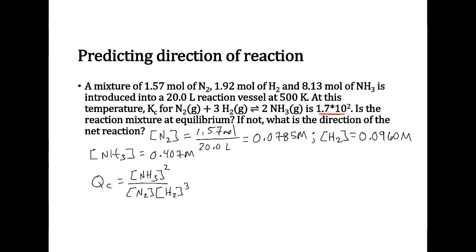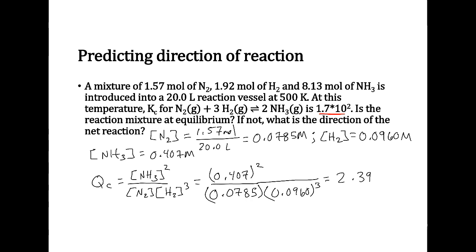Now we can go ahead and plug in our concentrations. So we'll have 0.407, squared, divided by the concentration of N2, 0.0785. Remember, just like KC, QC does not have any units. Okay, so we plug all that in, and when we solve this out, we get 2.39 times 10 to the third. And again, make sure that you're being careful and following your order of operations for the denominator so you don't make a silly math error.